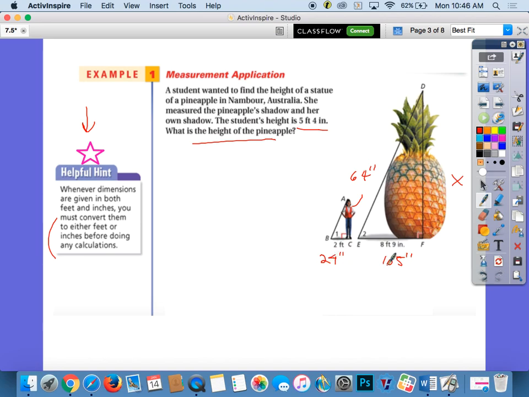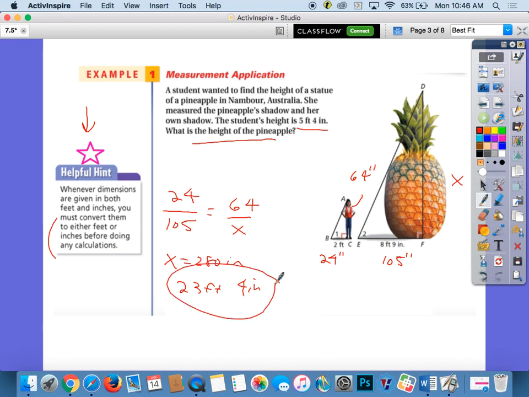Shadow to shadow equals height to height, so we can set up our proportion. Shadow to shadow is going to be similar to our height, and again I'm in inches, and you end up getting x equals 280 inches. If you get a problem like this, I want you to take it back to your feet, okay? So divide out your 12, and you end up getting 23 feet 4 inches, just to take it to that extra step and have that extra detail.